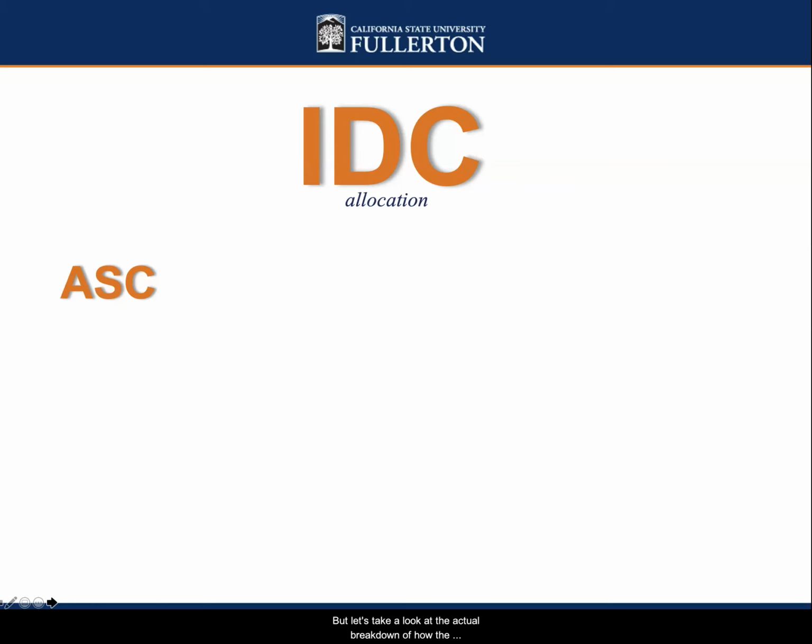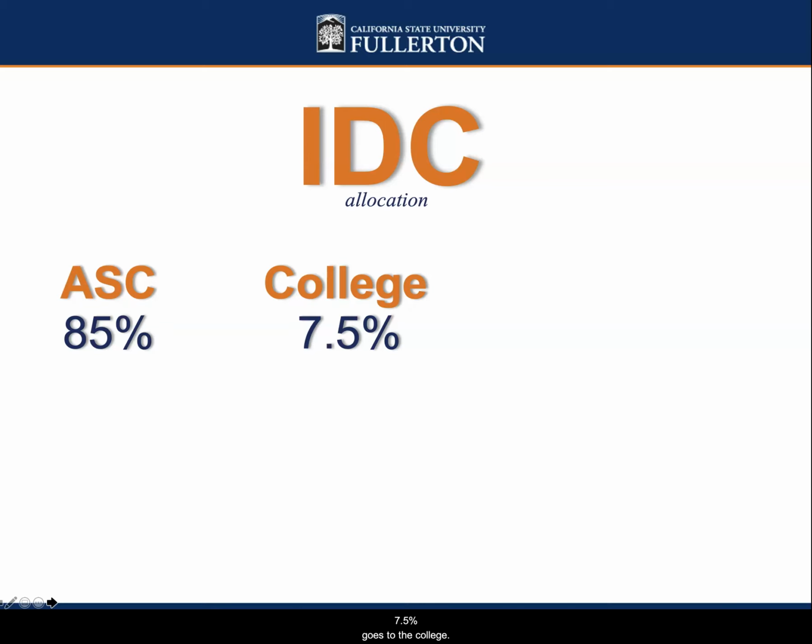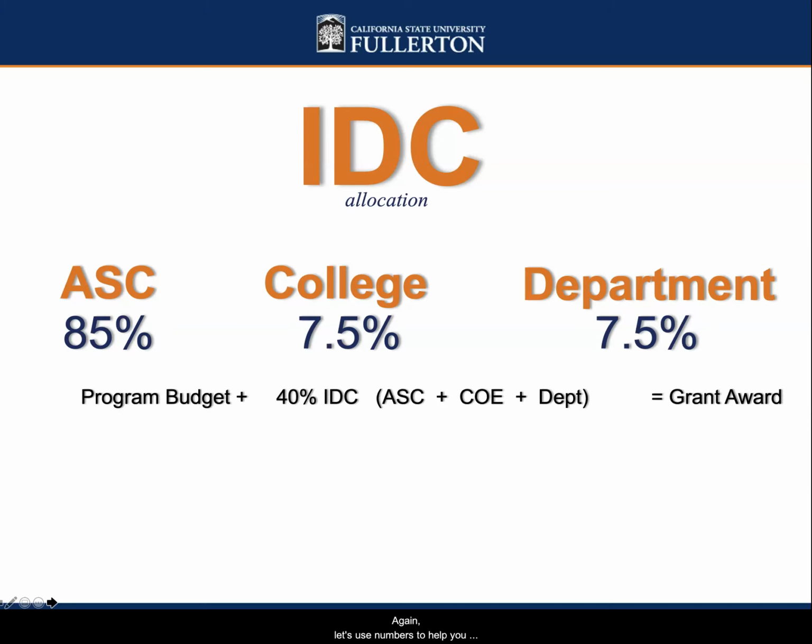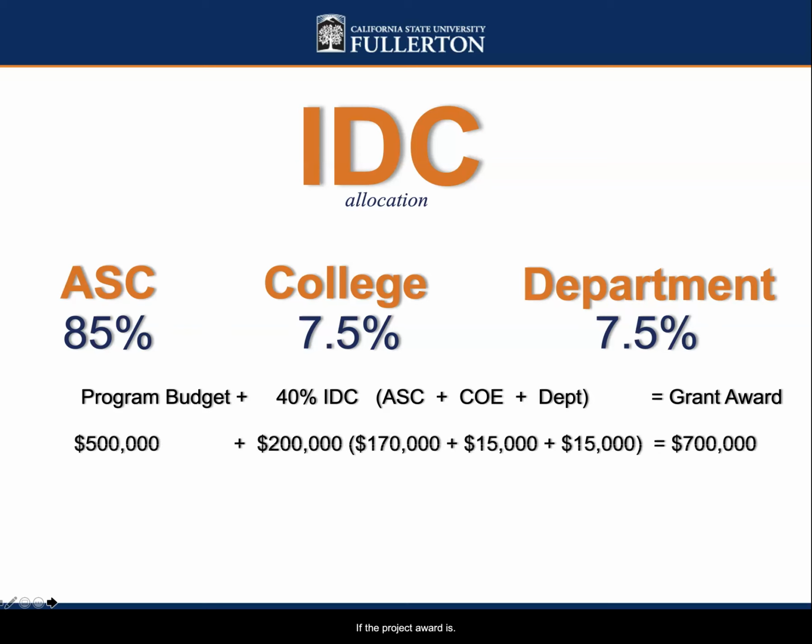Let's take a look at the actual breakdown of how the IDC is allocated. 85% of the IDC funds go to ASC. 7.5% goes to the college. And 7.5% goes to the department. Again, let's use numbers to help you get a visual of how IDC is allocated. If the project award is $700,000, 15% of the $200,000 IDC goes to the college. Of that, 7.5% goes to the college and 7.5% goes to the department.